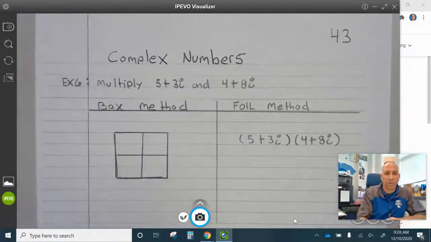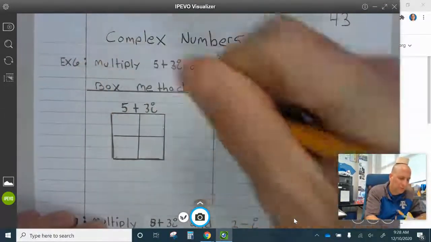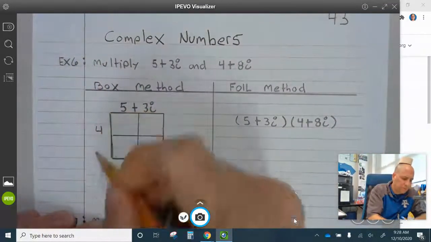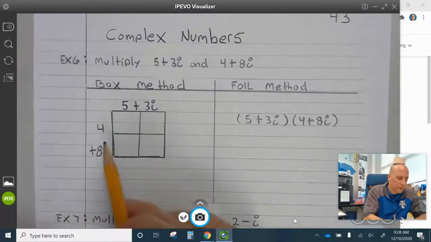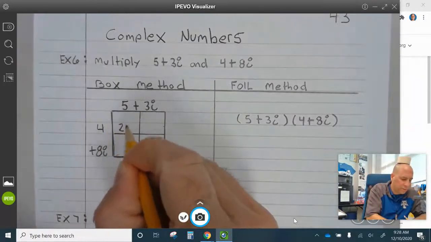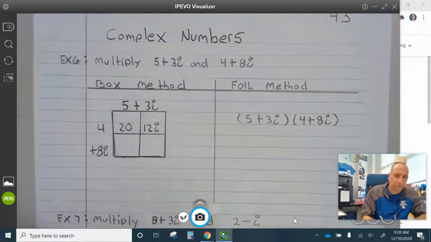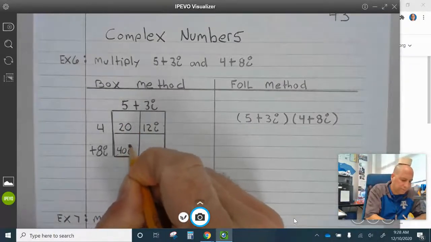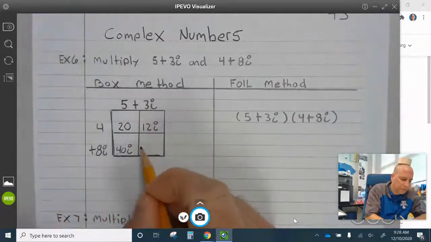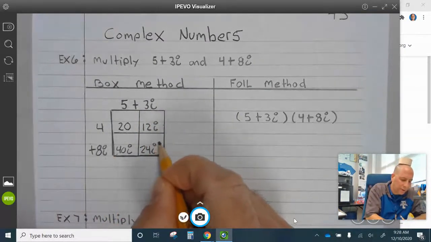All right, example 6. Multiply 5 plus 3i and 4 plus 8i. Okay, so let's do the box method first. So we're going to do 5 plus 3i right here and 4 plus 8i right here. Okay, now 4 times 5 is 20. 4 times 3i is 12i. 8i times 5 is 40i. 8 times 3 is 24. And then i times i is i squared.